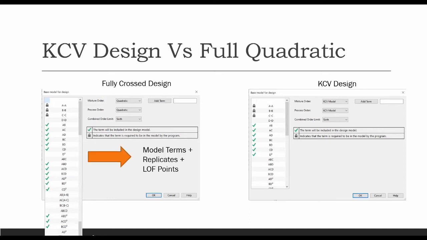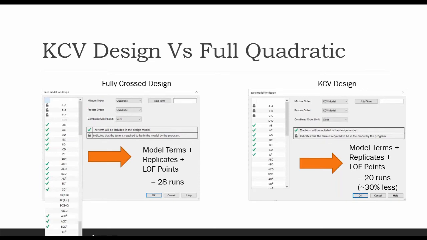And in a practical way, if you're going to run a fully crossed design, you're going to get a lot more model terms. If you include the model terms, plus the replicates and the lack of fit points that Design Expert recommends, you're at about 28 runs, which is not too bad. But if you run a KCV design, with fewer model terms, including the replicates and the lack of fit points, you're at 20 runs, which for us is about 30% less. For our lab, that saves a whole day. So they were very happy that I ran a design where I could cut out one day of runs.